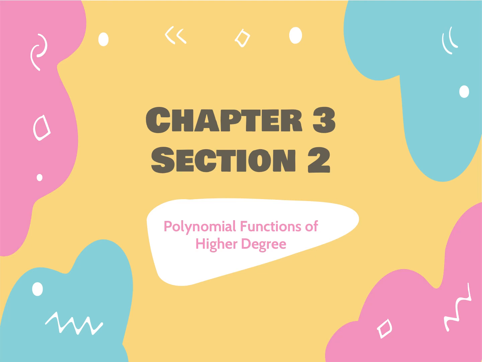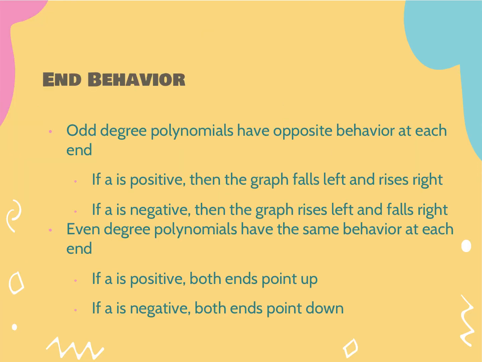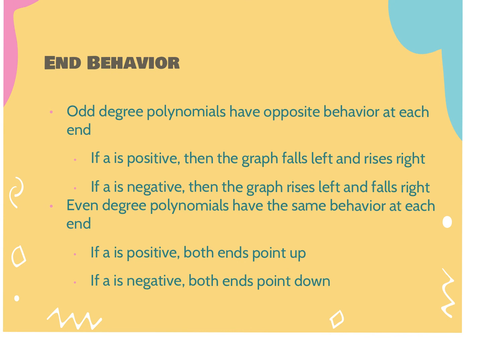Today we are going to learn how to graph polynomial functions of a higher degree. We've already learned how to graph linear functions. We've also learned how to graph quadratics. Now, for the strategies for graphing, first we're going to talk about end behavior. And this is a new term. So what we're going to look at is the exponents and the sign on the leading coefficient.